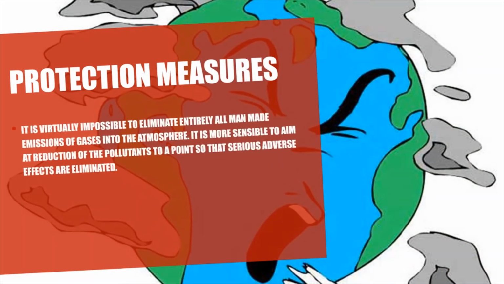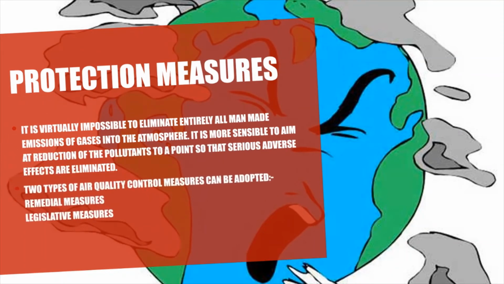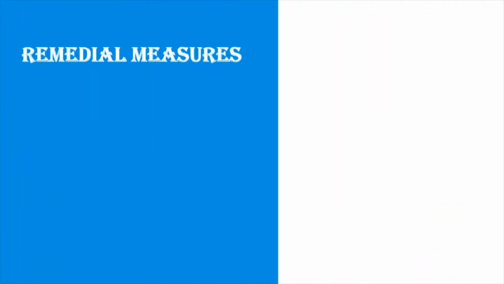Measures. It is virtually impossible to eliminate entirely all man-made emissions of gases into the atmosphere. It is more sensible to aim at reduction of the pollutants to a point so that serious adverse effects are eliminated. Two types of air quality control measures can be adopted: remedial measures, legislative measures. Remedial measures.